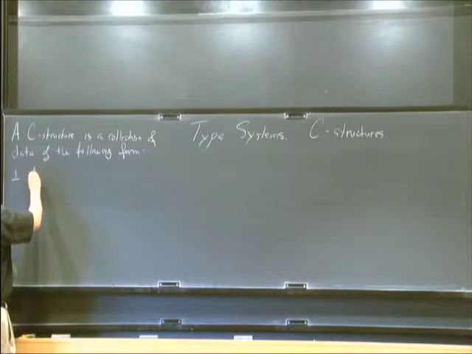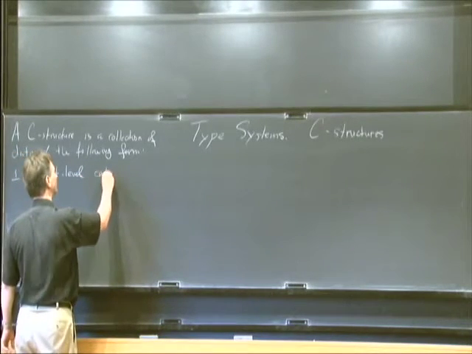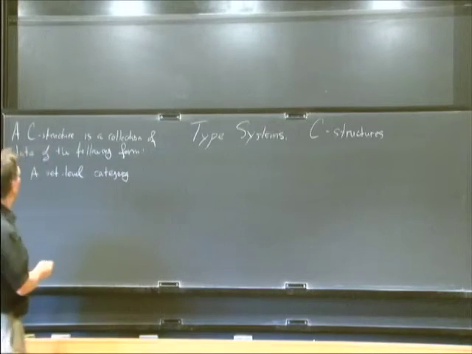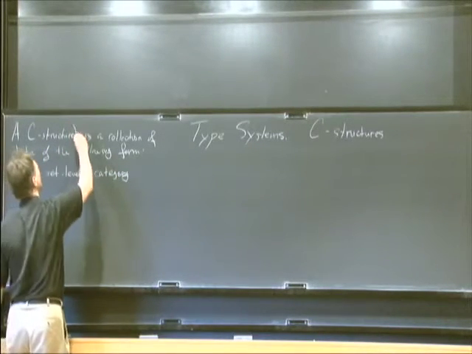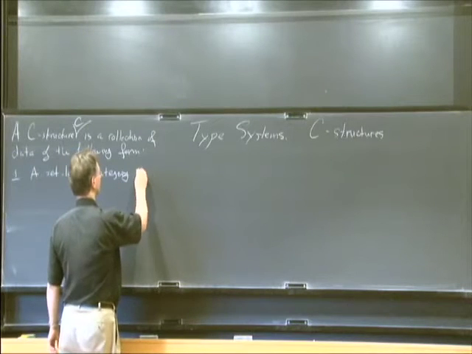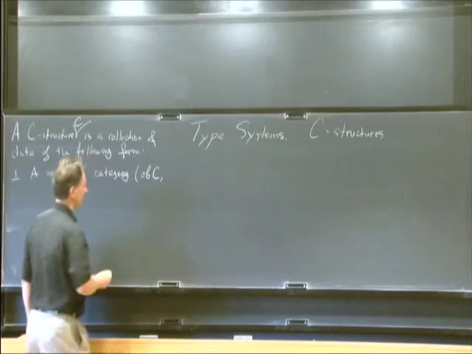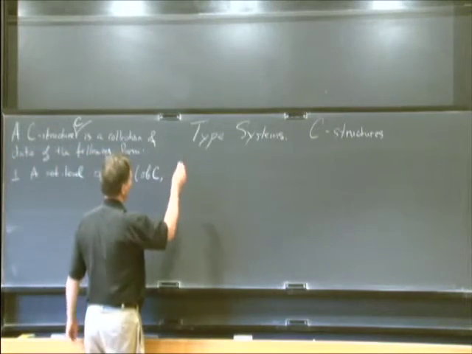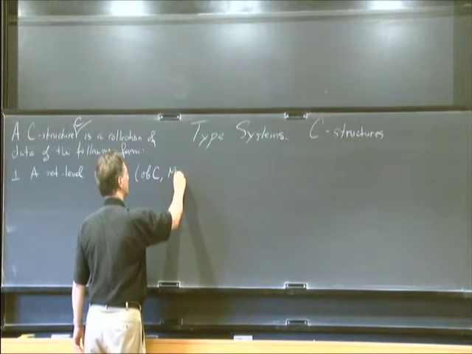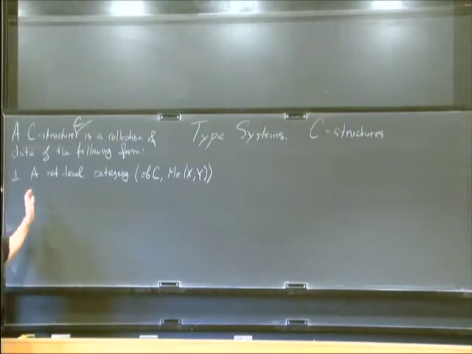So it's a collection of data of the following form. First, it's a set level category. So category up to an isomorphism. And C structure, let's just call it C. A set level category, and we all know what a category is, so it's a set of objects of C. Then a set of morphisms of C, or I'll just write morphisms from X to Y as usual. So that's the usual category, but it's extremely important here that it's up to an isomorphism.